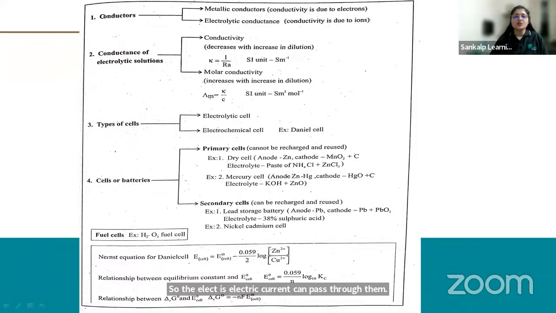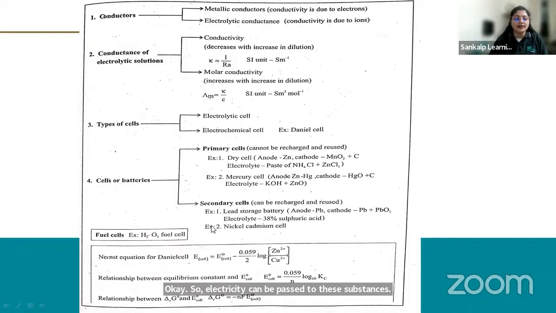What will be the examples for conductors? For example, your metals, alloys, graphite. What do you mean by graphite? In a pencil, the lead which is there is nothing but your graphite. It is an allotrope of carbon. So metals, alloys, graphite, then some of the polymers, then some of the electrolytes. These are some of the examples of conductors. So these are the substances which allow the passage of electricity, so they are called conductors.